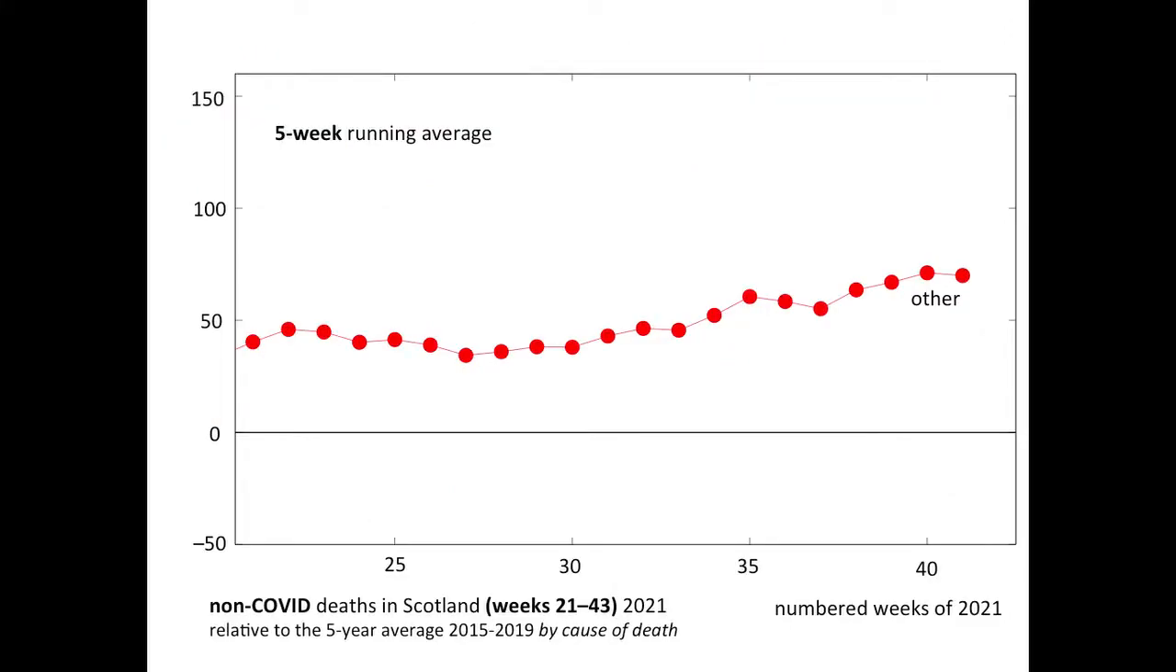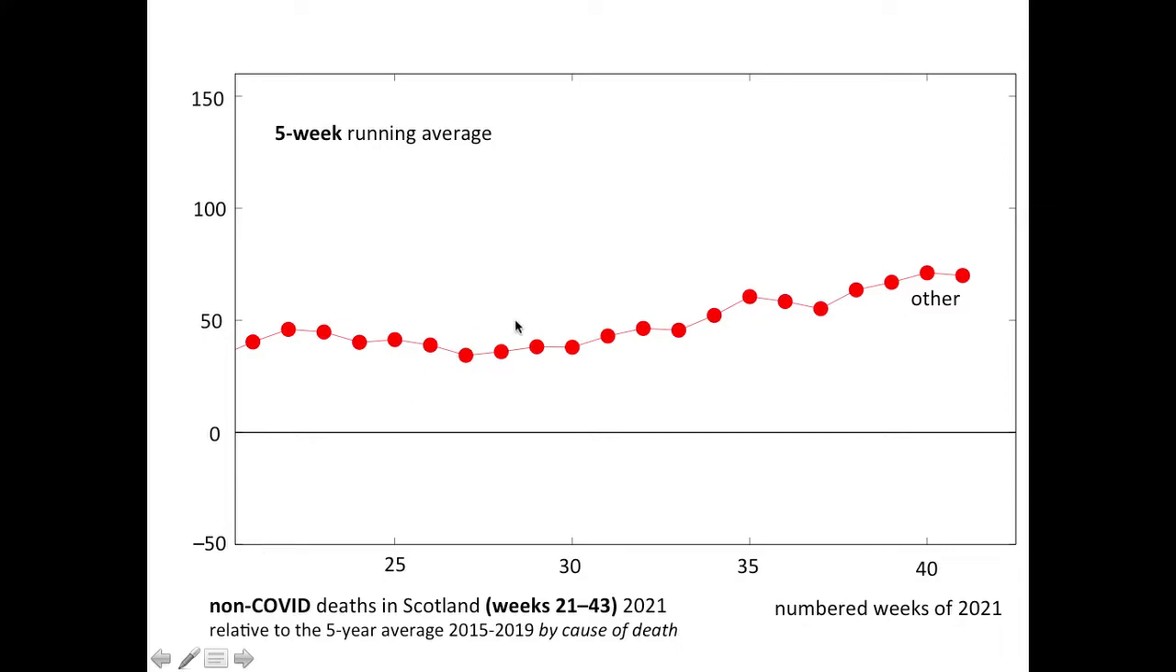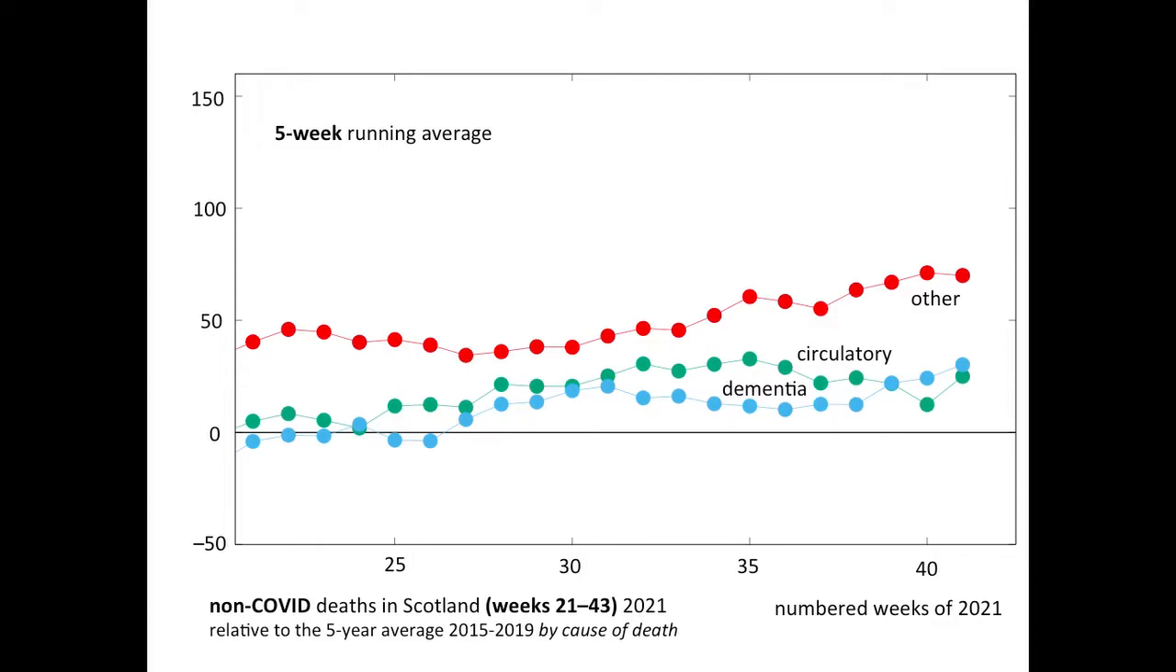So let me just help you by plotting all of those 5-week running averages for the different causes of death on the same graph. That will be interesting because we'll get an idea of the scale, because the y-axes are different in all of these 5 graphs, but if we plot them on the same graph, you'll see here that category other has significantly the most excess deaths, and then the next comes circulatory, which is probably 50% lower in terms of the scale of excess death in that category. Then we have dementia and Alzheimer's, which is lower again, and then we have respiratory.